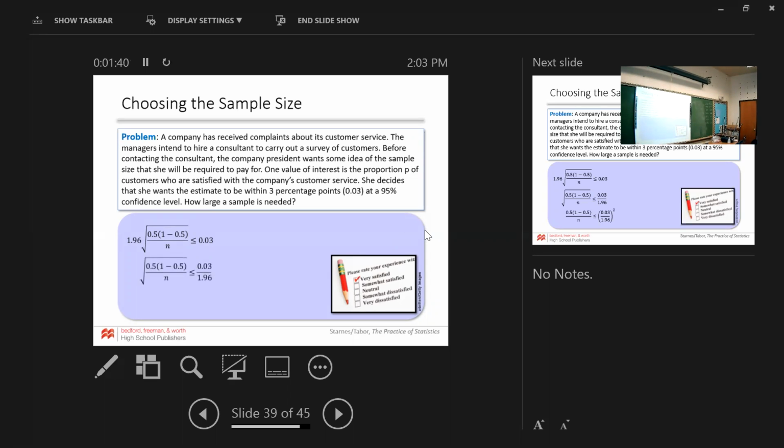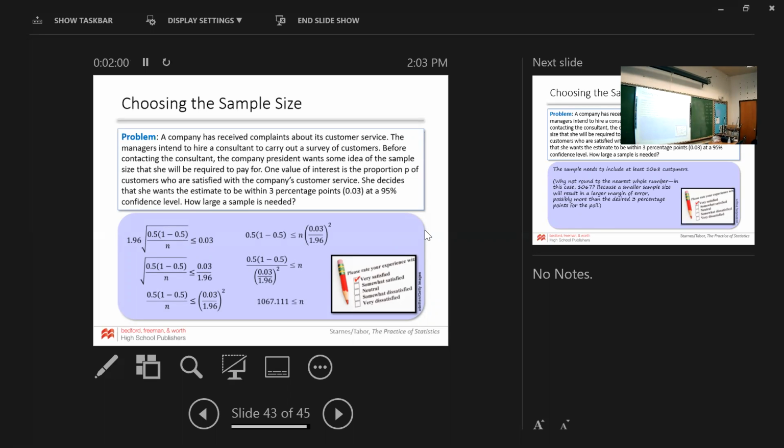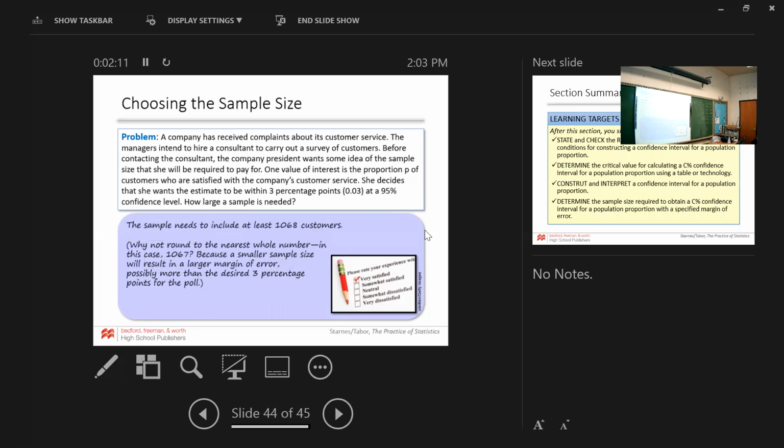So what did they do? They divided both sides by 1.96. Then they squared both sides. Then they multiplied both sides by N. They divided both sides by that amount on the right. And you got this, 1,068. Ready? You can't round it. You have to round it up for the minimum sample size, okay?